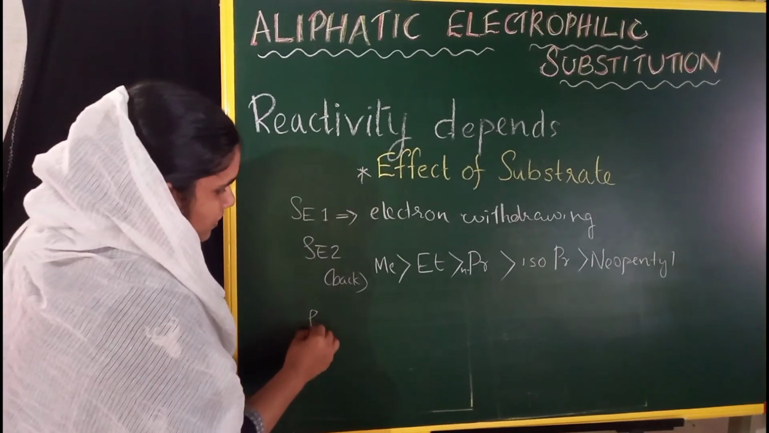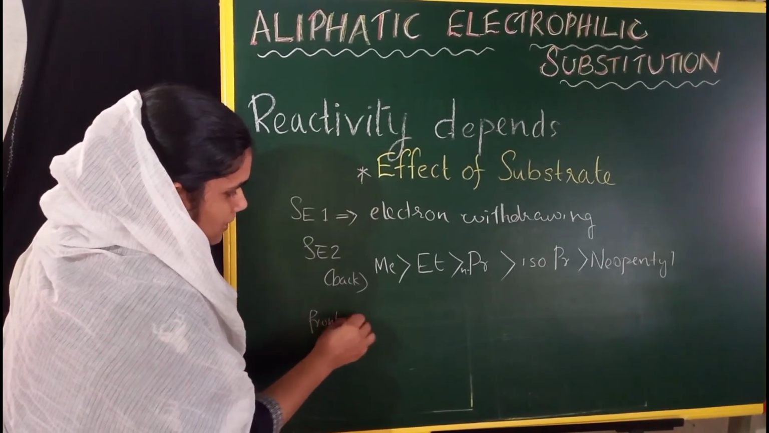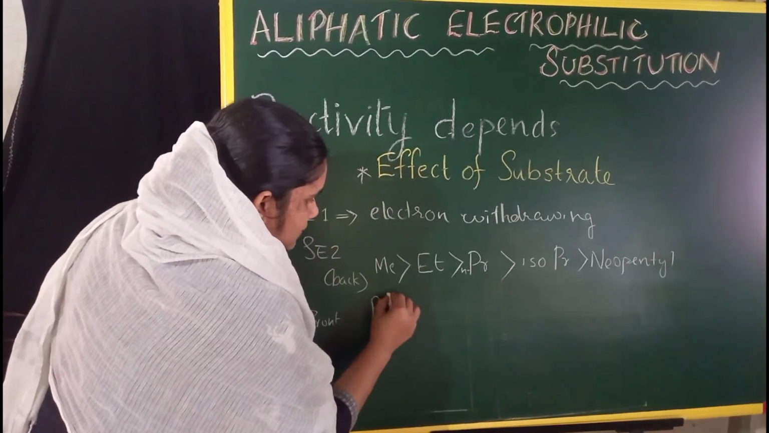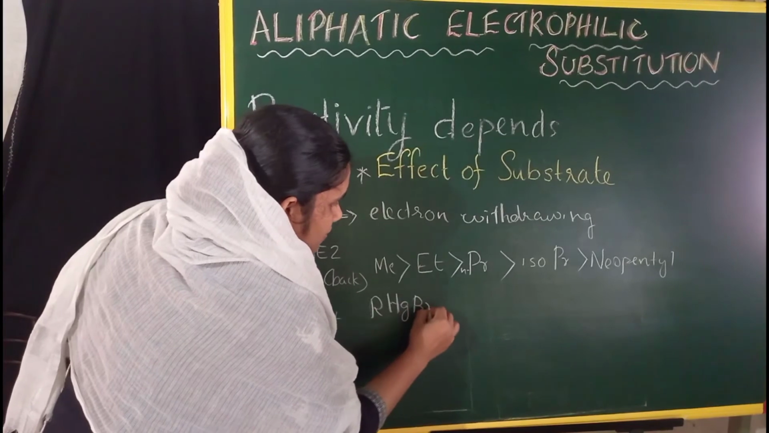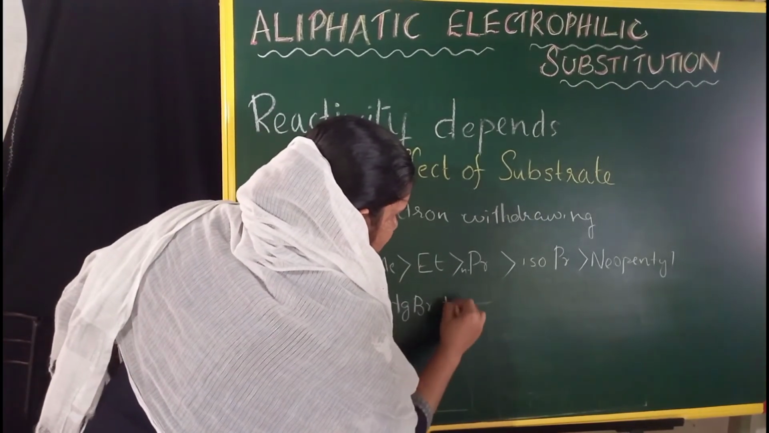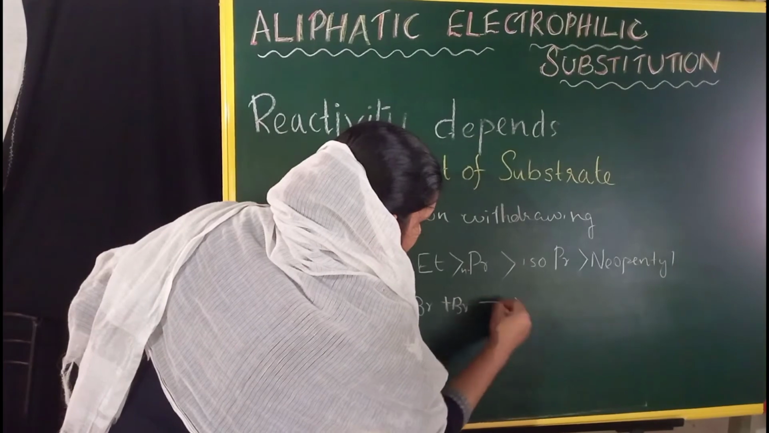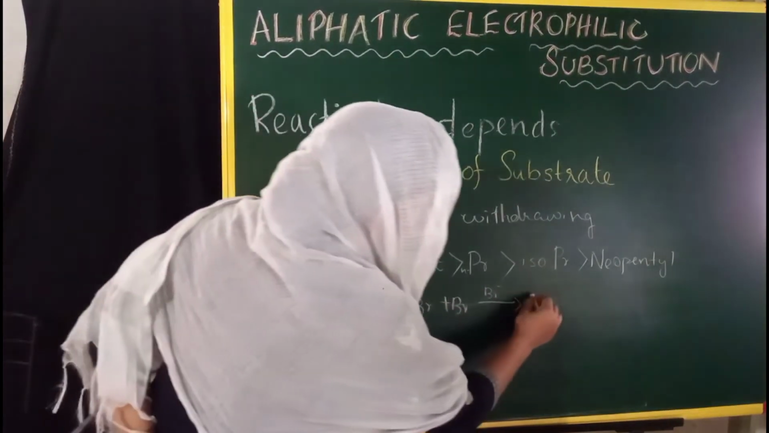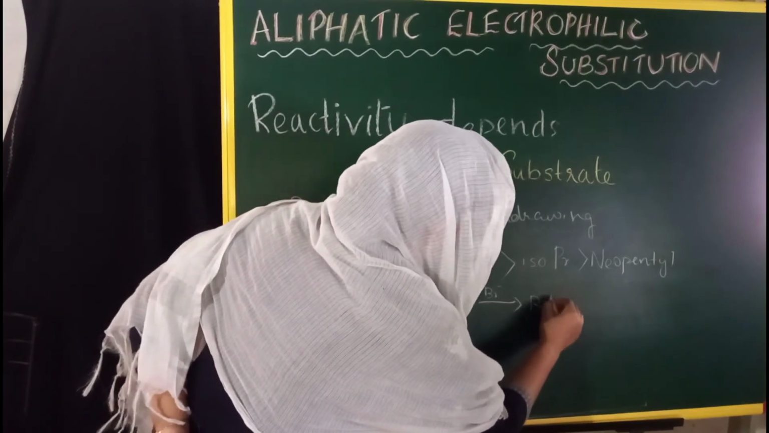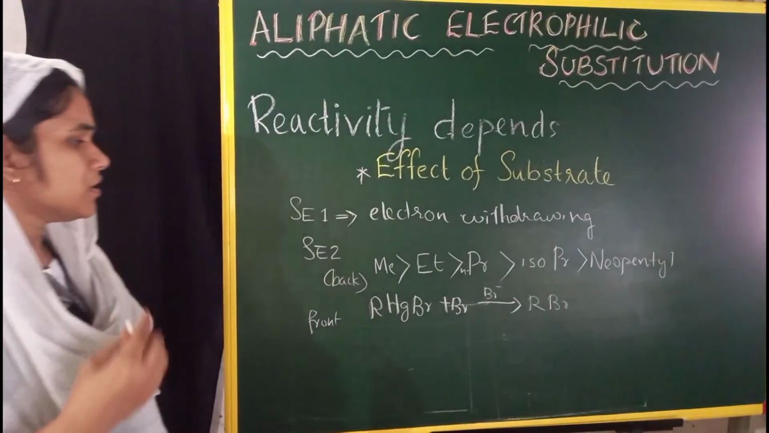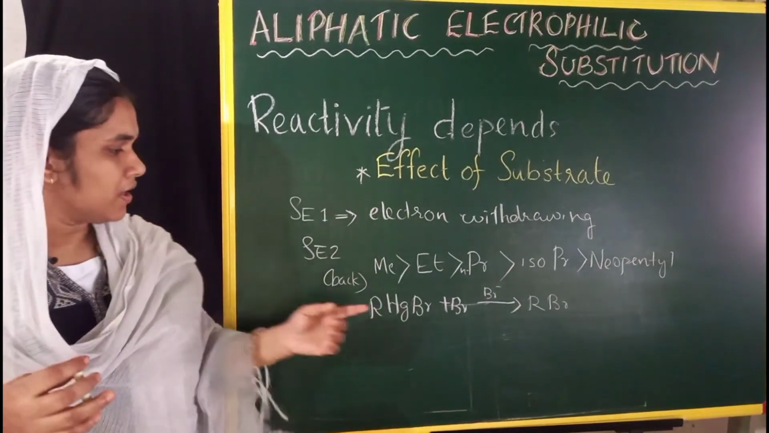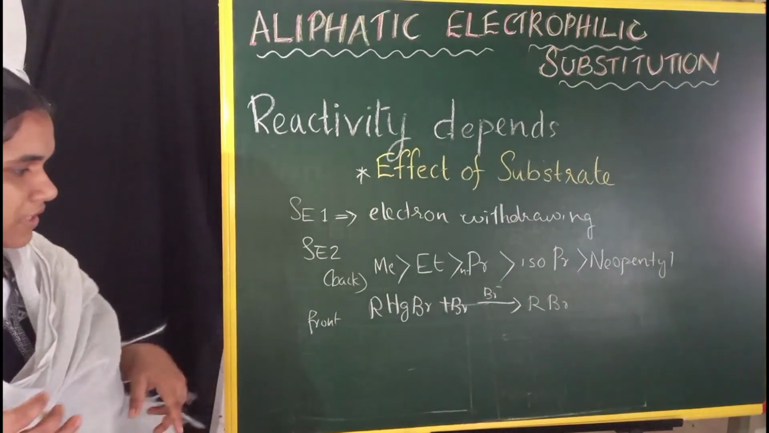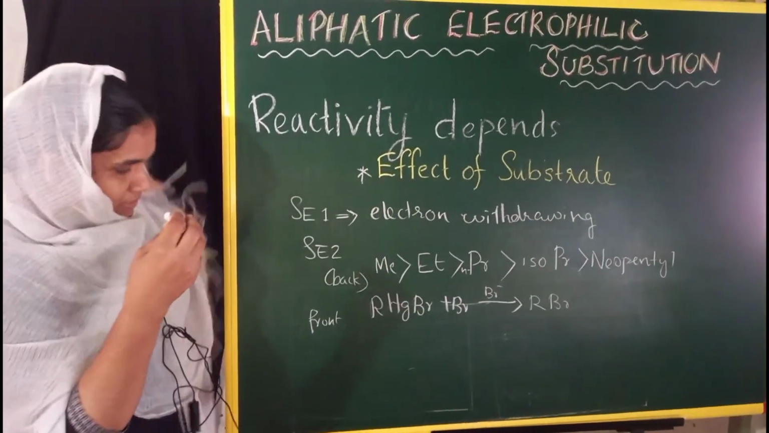In the case of the SE2 front mechanism, there is a reaction that has been studied: RHg-Br reacting with bromine in the presence of Br minus as a catalyst, and the product will be RBr. This reaction is well studied, and we vary the R group and compare the rates of such reactions.